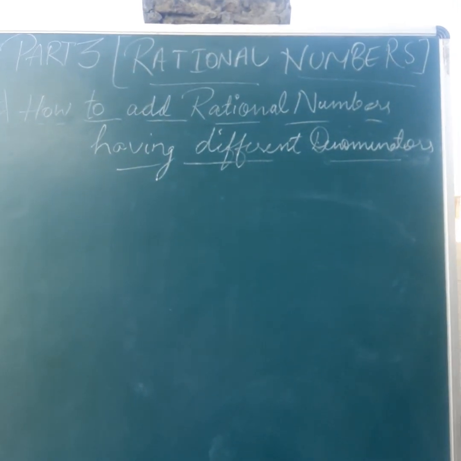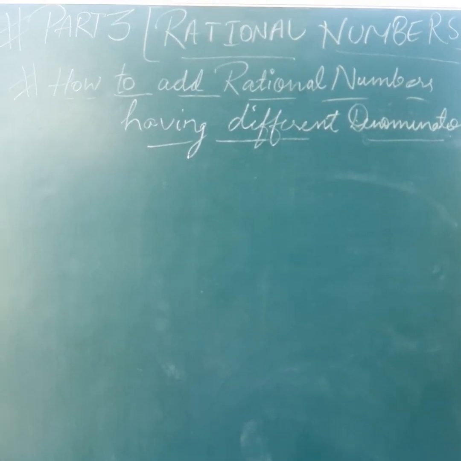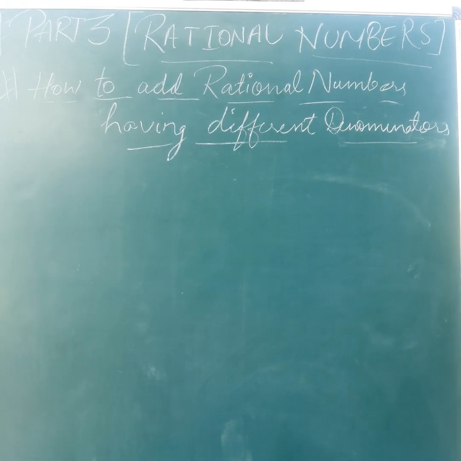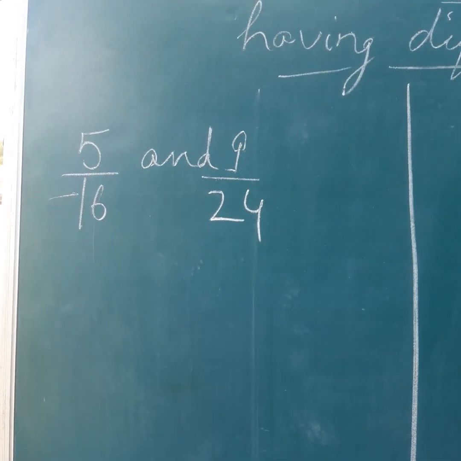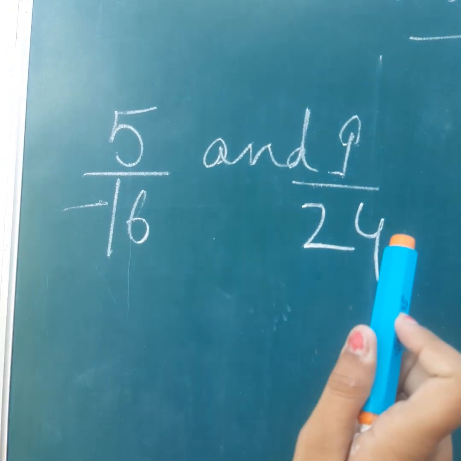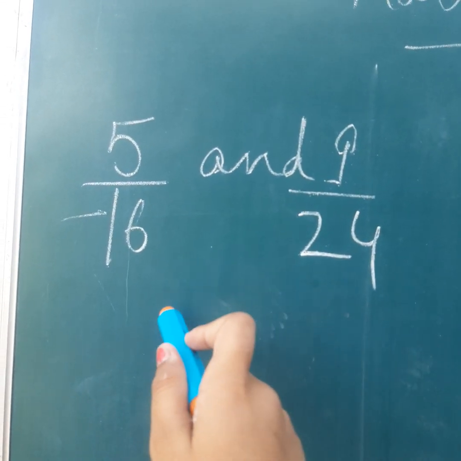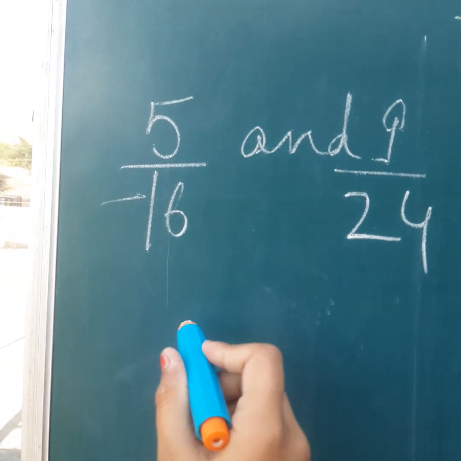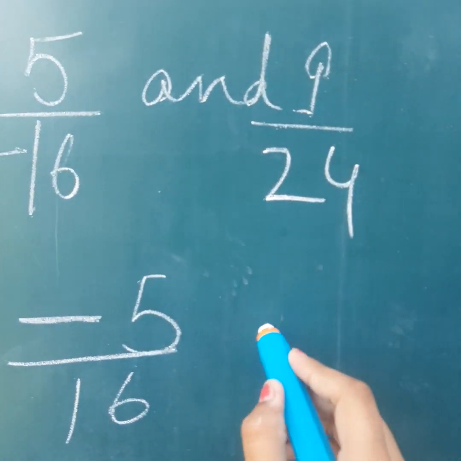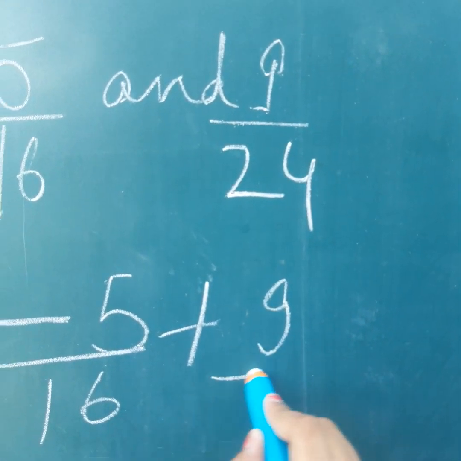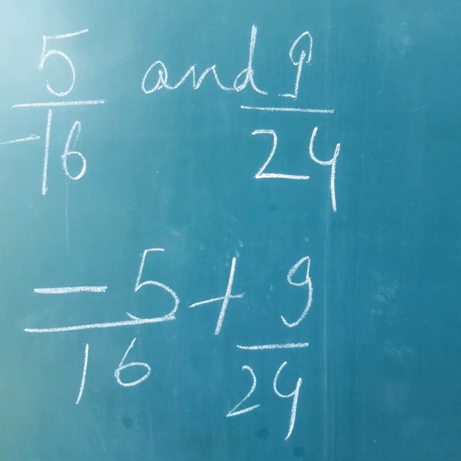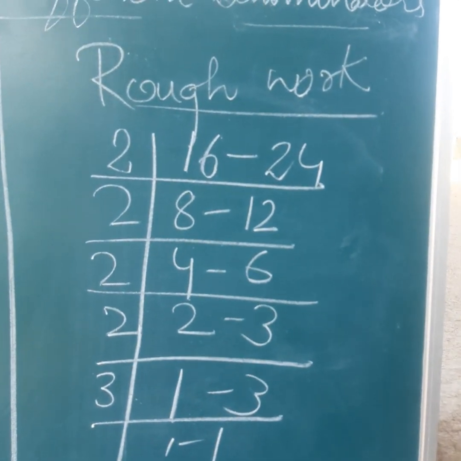Okay. In the second case, we see how to add rational numbers having different denominators. So let's get started. In this equation we first have to take the LCM of both terms so that the denominators come the same. First we rewrite it: minus 5 over 16 plus 9 over 24. So we have to take the LCM of both terms.